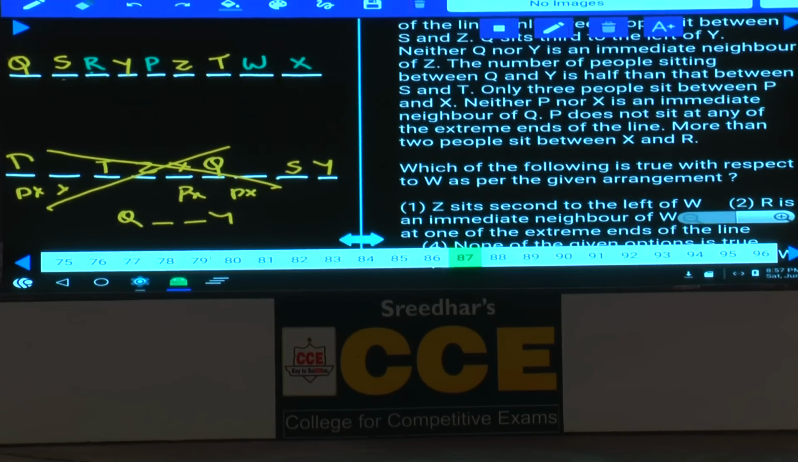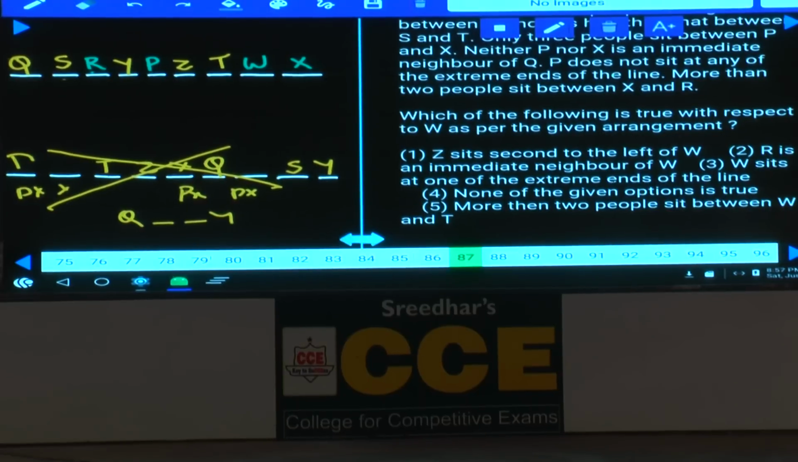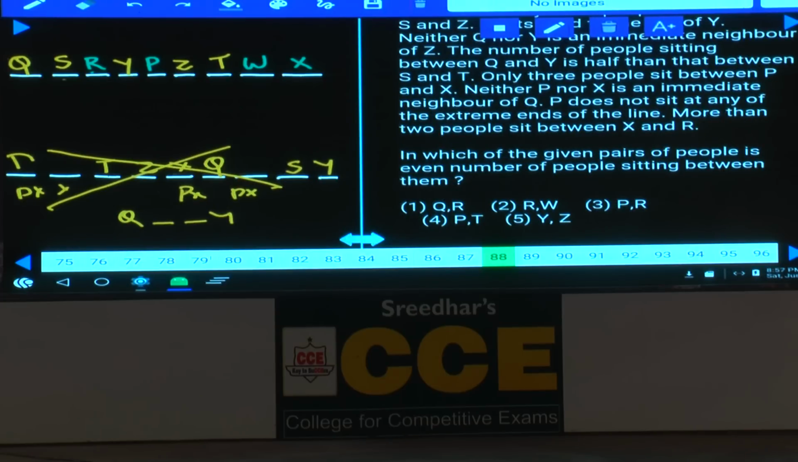Then 87, which of the following is true with respect to W as per the given arrangement? Z sits second to the left of W, definitely true. And next one, 88, in which of the given pairs of people is even number of people sitting between them? Between Q and R, there is only 1 person, 1 is not even. R and W, there are 4 persons and it is even, choice 2. 89, 4 out of the following, it is an odd man out.